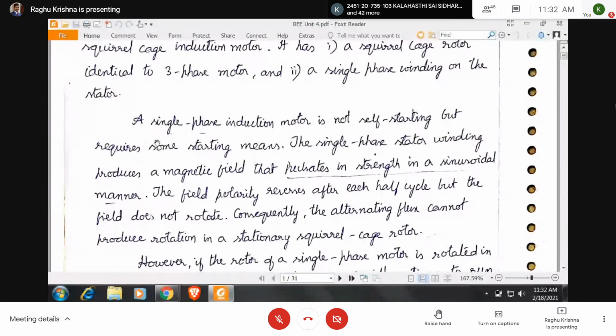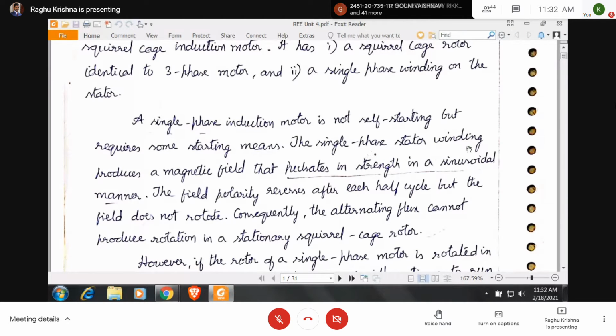A single phase induction motor is not self-starting. Why it is not self-starting: there will be no rotating magnetic field. So we have to provide some external means so that we have a rotating magnetic field, which we are going to see now. A single phase induction motor is not self-starting but requires some starting means.